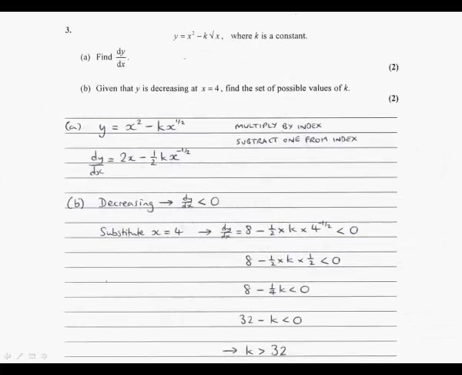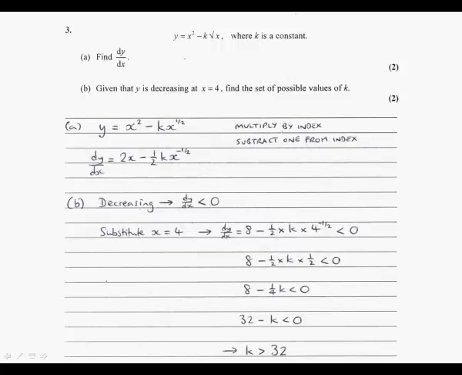Question 3 is a differentiation question. In part A, we're simply asked to find dy by dx, but that does require us to remember that we need all the terms with indices, and root x is x to the half. So we have y equals x squared minus kx to the half. To differentiate a polynomial, we multiply by the index and then subtract 1 from our index. That will give us 2x instead of x squared, and we'll get a half kx to the minus a half for our other term.